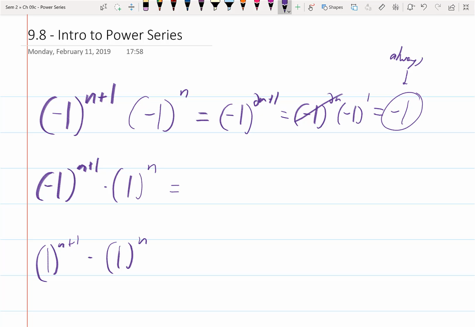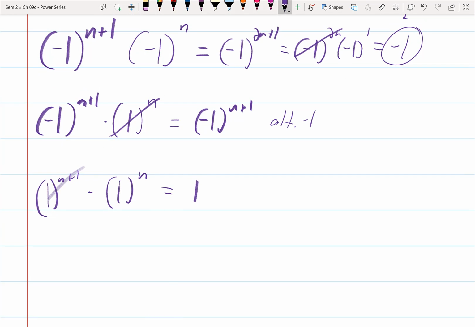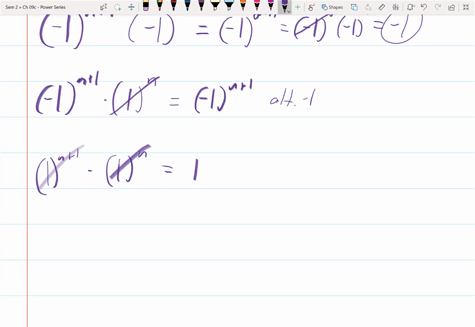The next one is if I have negative 1 to the n plus 1 times 1 to the n. 1 to the n is just 1, so that is just negative 1 to the n plus 1, which is a true alternating negative 1. Finally, if I just have 1 to the n plus 1 times 1 to the n, that is 1. And those go away completely because both of those are just representations of 1.